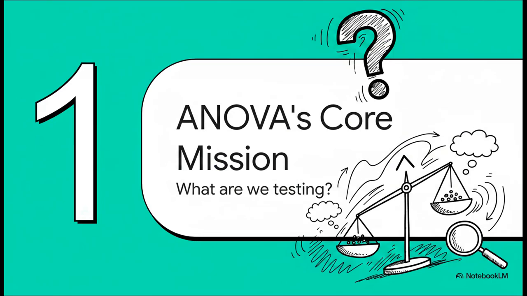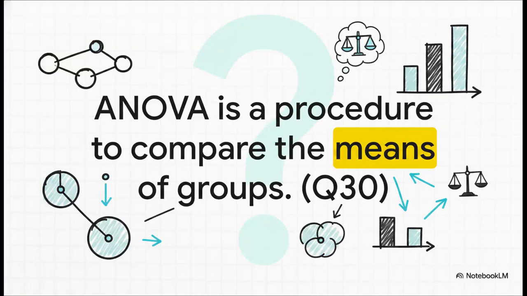Okay, first things first, before we even think about touching a formula or a calculation, we have to be absolutely crystal clear on what ANOVA, what analysis of variance, is actually trying to do. This is the fundamental why that drives everything else. So let's start with a really foundational question, number 30 from your practice sheet.